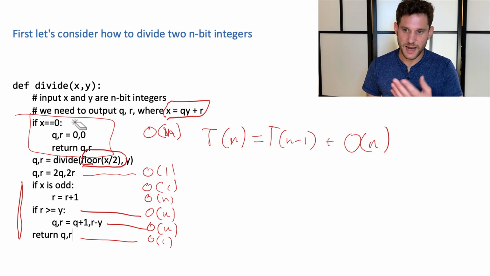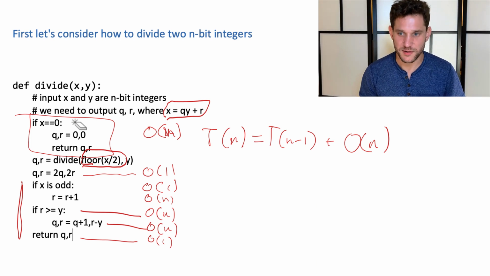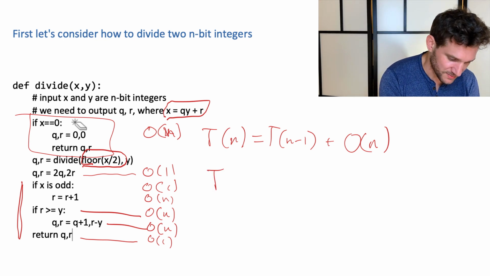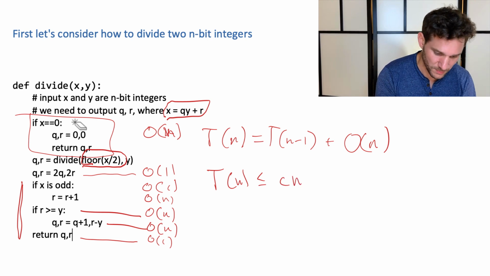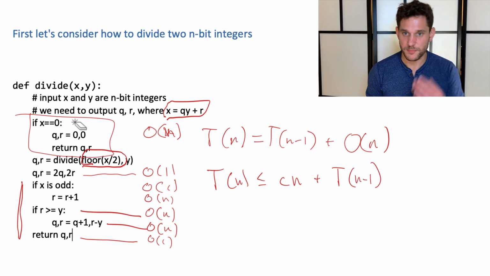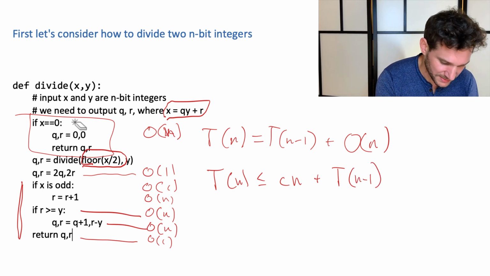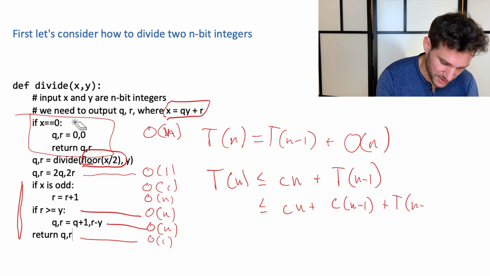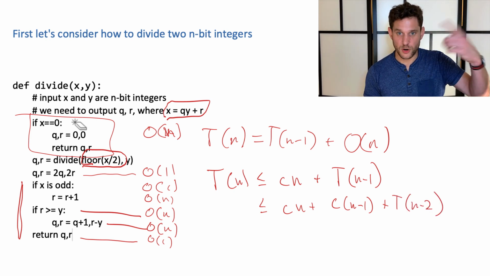Okay, so I can't really use the master theorem here because I'm not dividing the input to t by a factor of b. That's what I need to use the master theorem. But this is a pretty easy recurrence relation to figure out. Just notice that I can write that t of n is less than or equal to c times n, right? That's the O of n term, plus t of n minus 1. And I can keep going through and reducing t of n minus 1. That's going to be less than or equal to cn plus c times n minus 1 plus t of n minus 2, right? And I can just continue to unroll what this thing is.